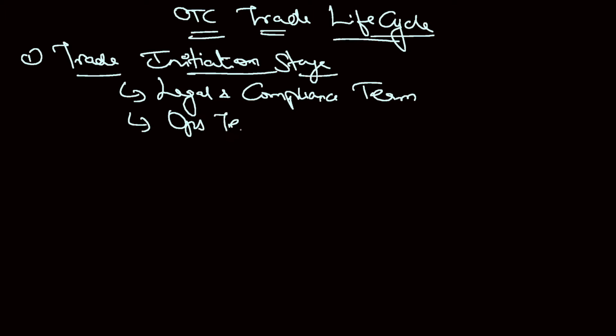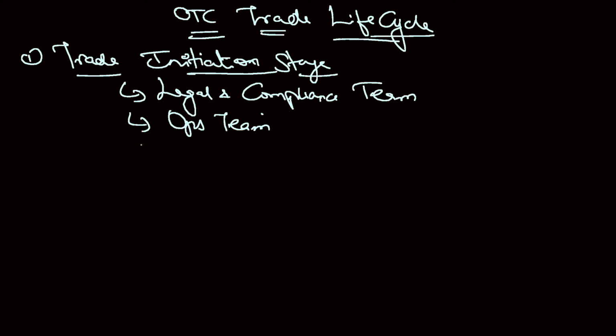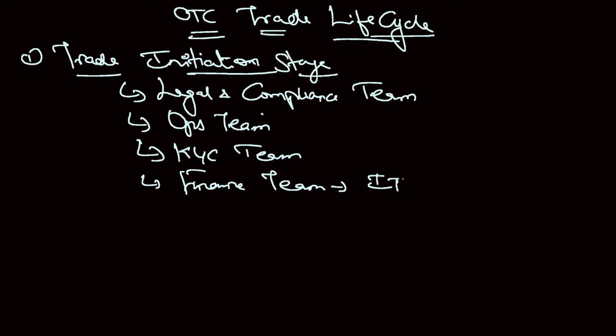Then the operations team, to make sure that it is operationally viable. As it is a customized OTC deal, we need to check how much operations supports it. Okay, the KYC team, to make sure that the source of money is correct. Finance team, to look at the IT aspects. All the stakeholders will make sure that the system and process are in place, and static data is set up and the trade is executed properly.